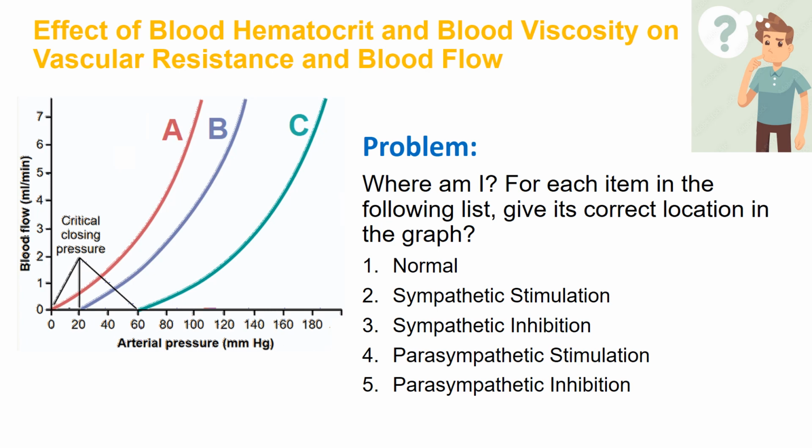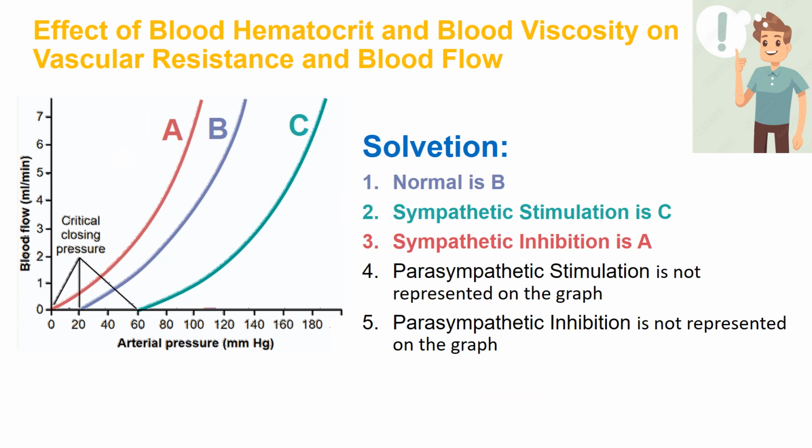Problem. Where am I? For each item in the following list, give its correct location in the graph. Normal. Sympathetic stimulation. Sympathetic inhibition. Parasympathetic stimulation. Parasympathetic inhibition. Solution. Normal is B. Sympathetic stimulation is C. Sympathetic inhibition is A. Parasympathetic stimulation is not represented on the graph. Parasympathetic inhibition is not represented on the graph.